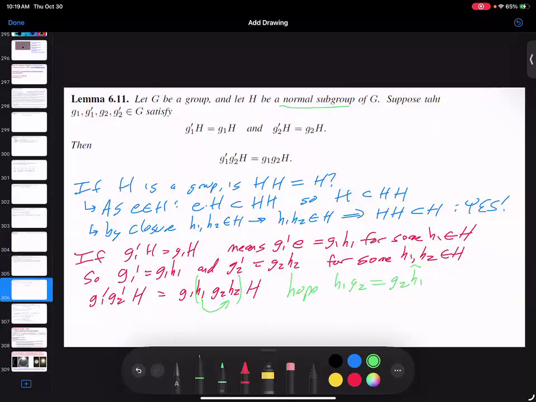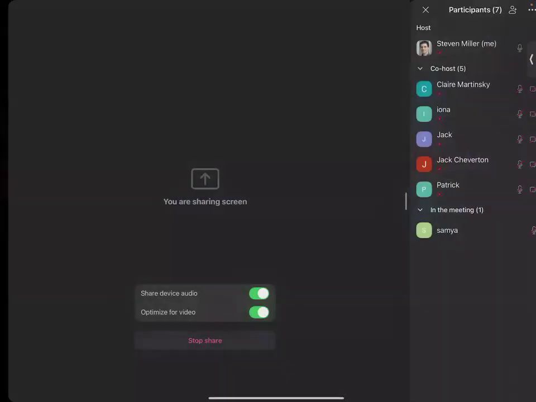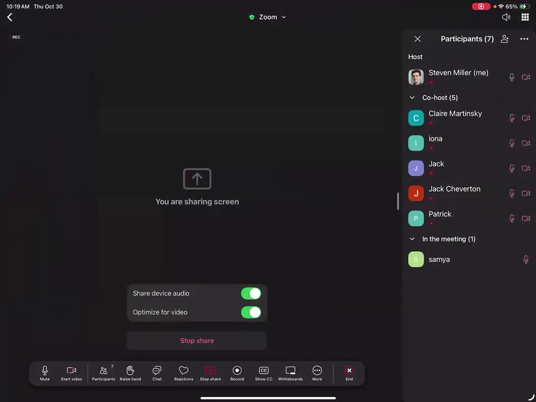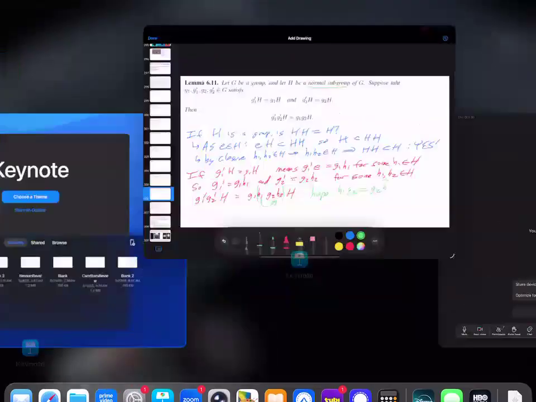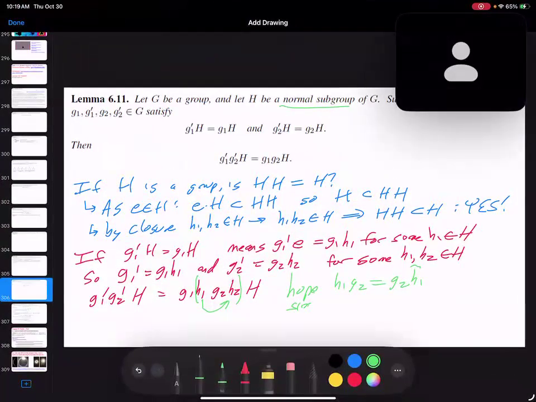And so now over here, since it's normal, h1 g2 would be g2 h1 tilde, some new element in H. And thus we get g1 prime g2 prime H is the same as g1 g2 h1 tilde h2 H.